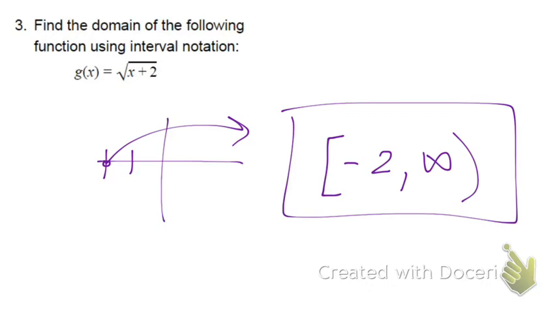It does contain the point -2, because when you plug it in, you get 0. And the square root of 0 is okay as our domain. All right, let's go on to number 4.